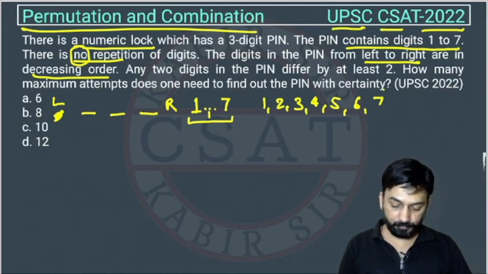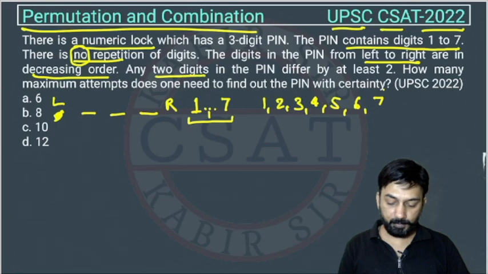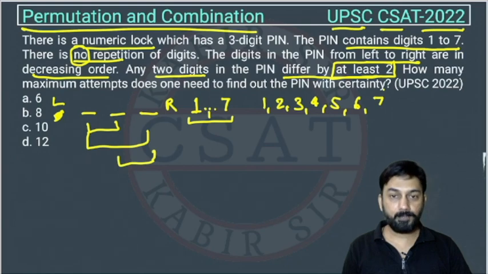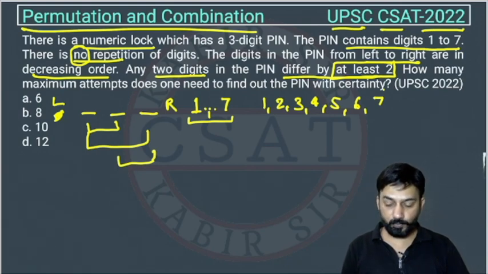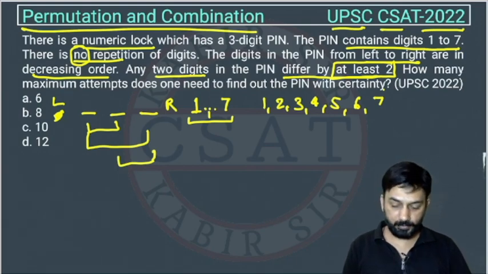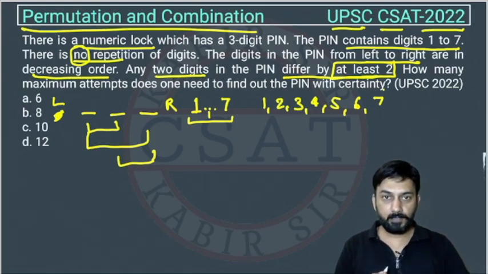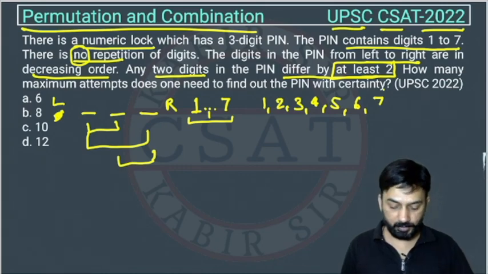Now any two digits in the pin differ by at least 2. One more condition: any two digits, this could be like this or this or this, they differ by 2, at least 2. The difference can be more than 2. So how many maximum attempts does one need to find out the pin with certainty? If somebody wants to open this lock, how many attempts? Or you can say how many passwords can be generated.